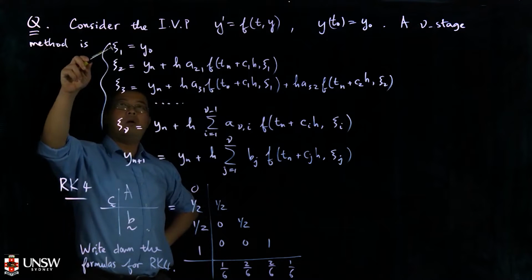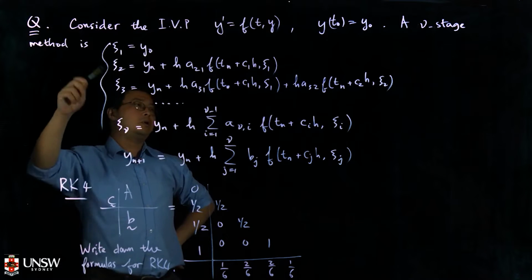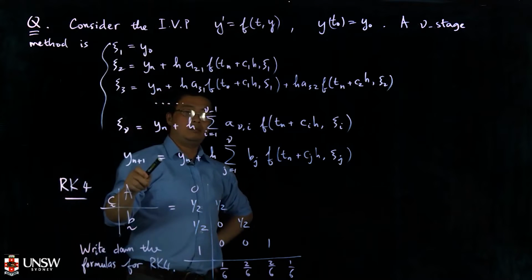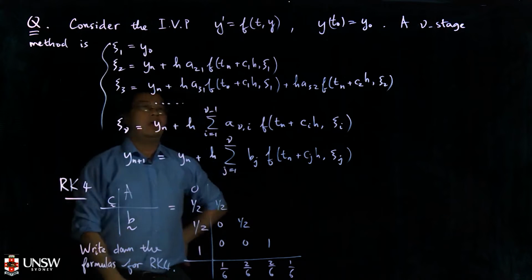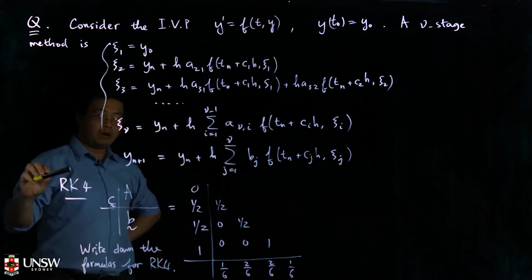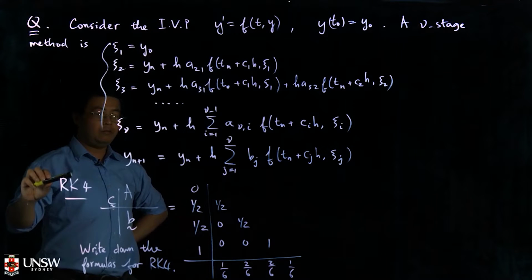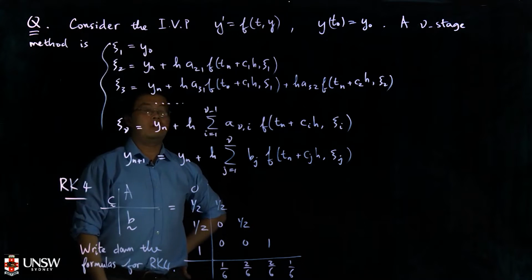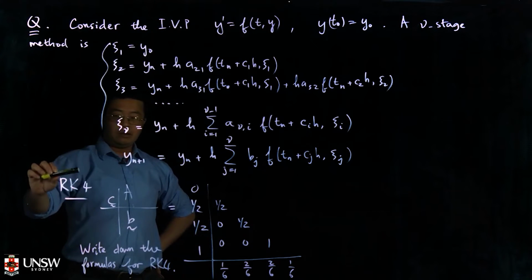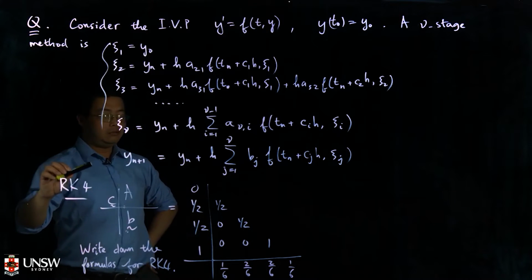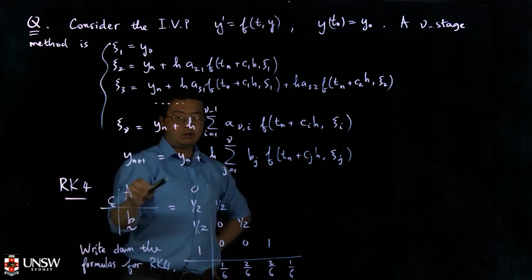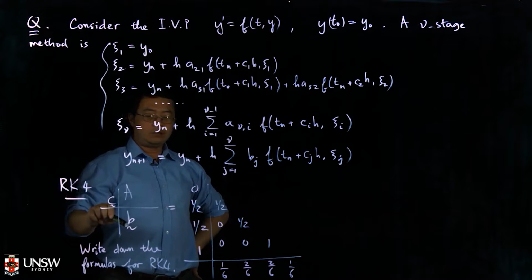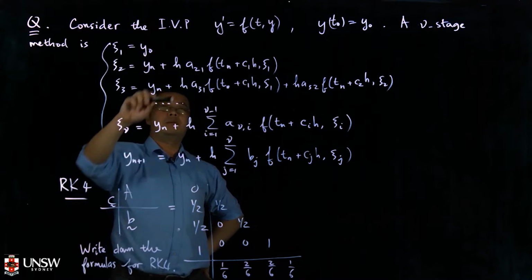And once you have all the temporary variables, you can define the next yn plus 1 based on this formula. And now we're just going to focus on Runge Kutta method order 4. So this is the most popular method for solving ODE. And the Runge Kutta method order 4 is given by this table. This table records the coefficient C, coefficient B, and the matrix A. So the matrix A is here.